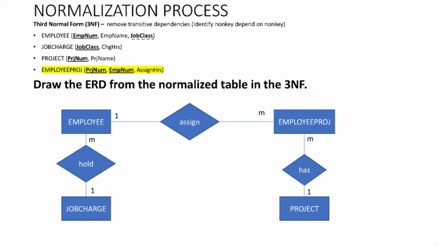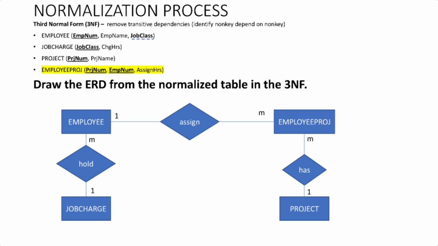Then we have this question: draw the ERD from the normalized tables in third normal form. So we list out all these relations: employee, employee project, and job charge, right? Employee and job charge have a relationship, because you can see here in the third normal form, in job charge we have job class as the primary key, and in the employee relation we also have job class.